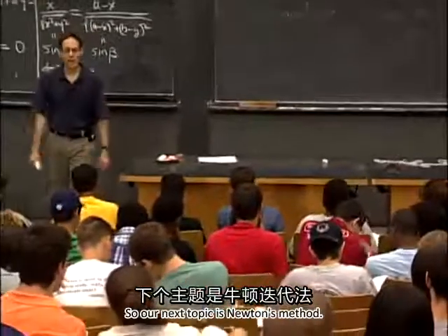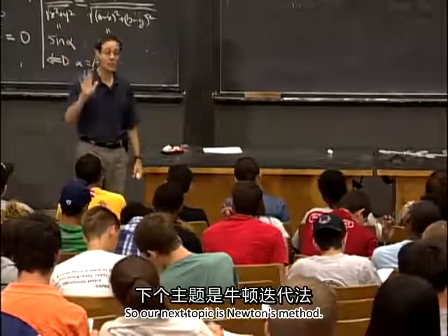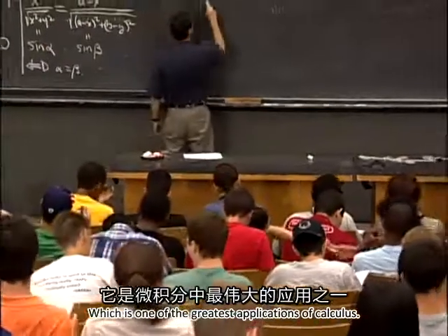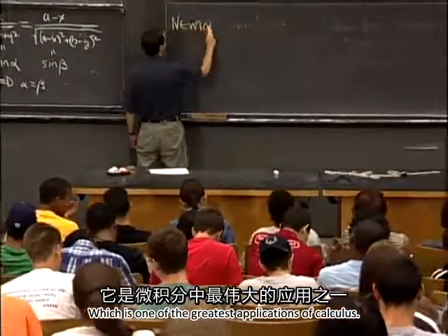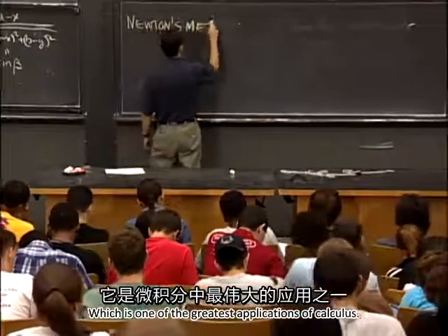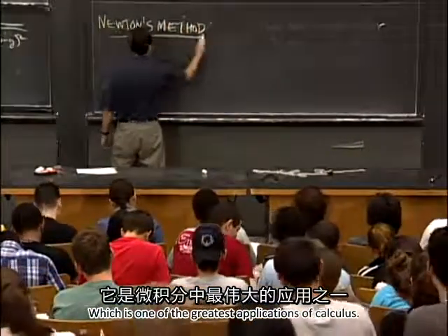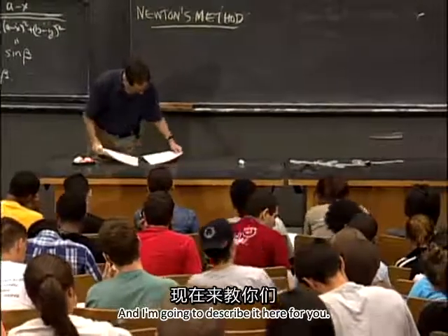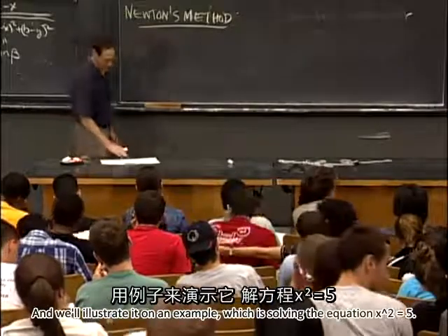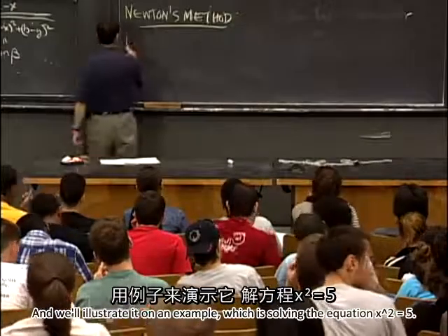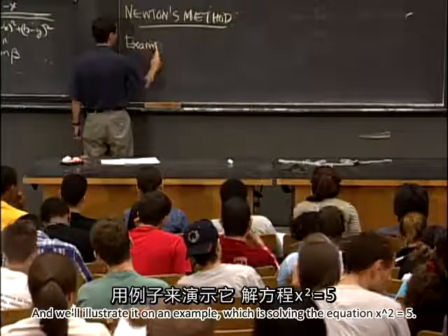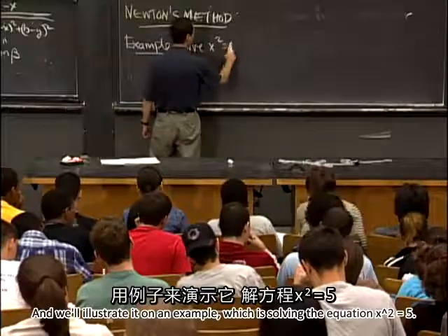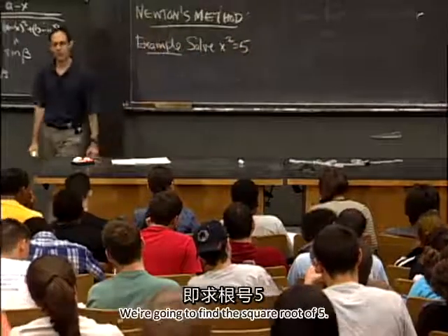Okay, so our next topic is Newton's method, which is one of the greatest applications of calculus. And I'm going to describe it here for you, and we'll illustrate it on an example, which is solving the equation x squared equals 5. We're going to find the square root of 5.